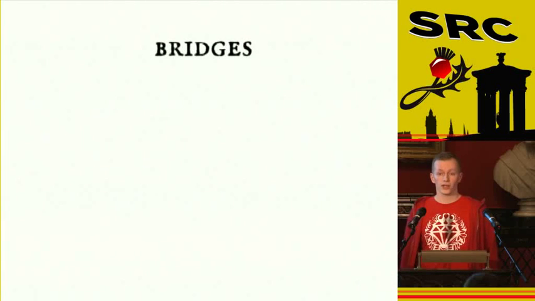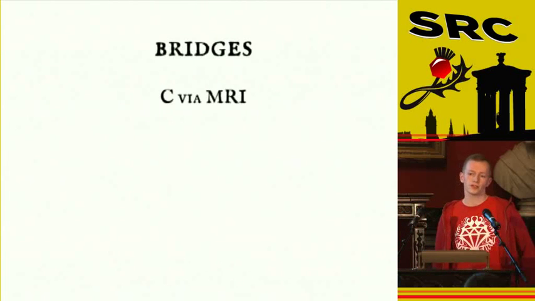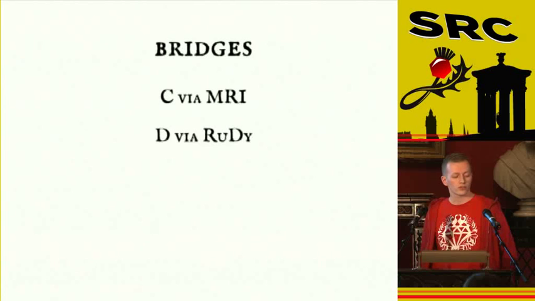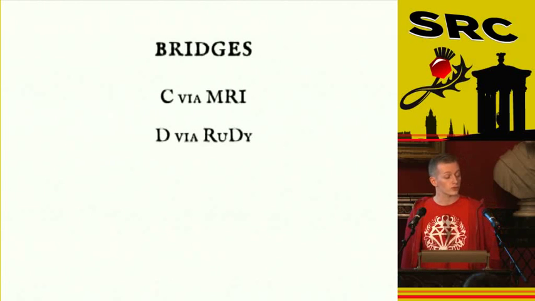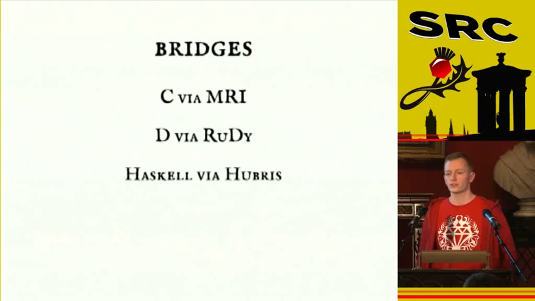So there are bridges to other languages. You can use C if you're using the canonical Ruby implementation, obviously. You can use the D language via the Rudy library. You can use Haskell code via Hubris. This is a library for accessing Haskell code from Ruby.